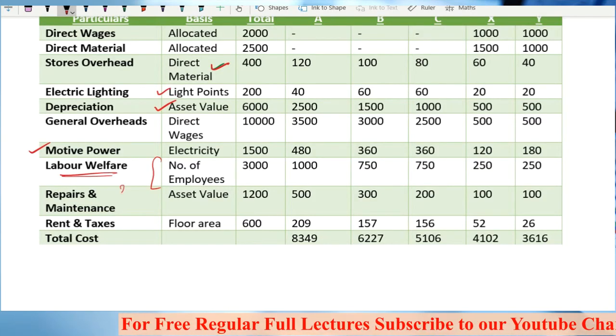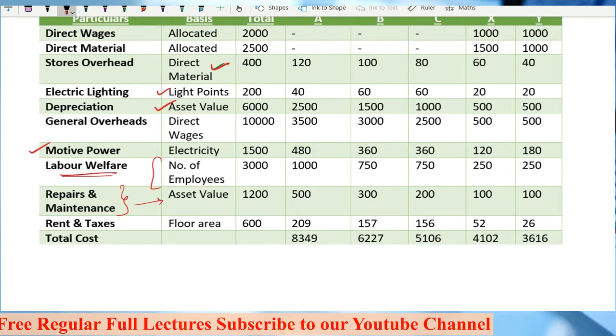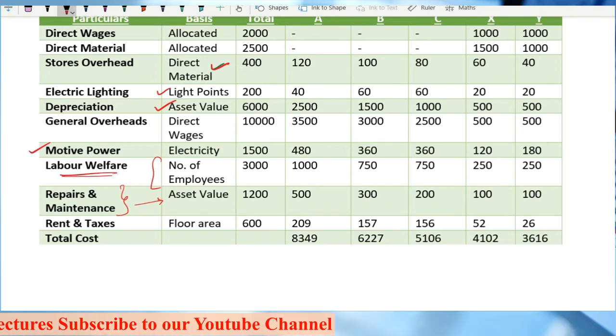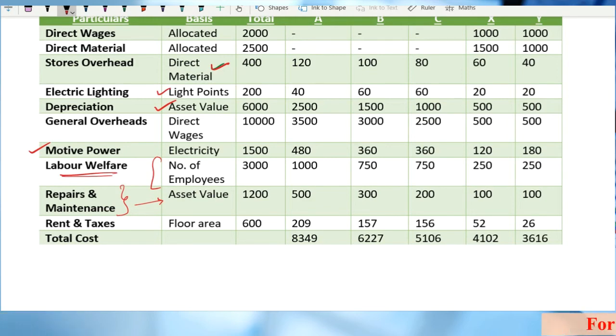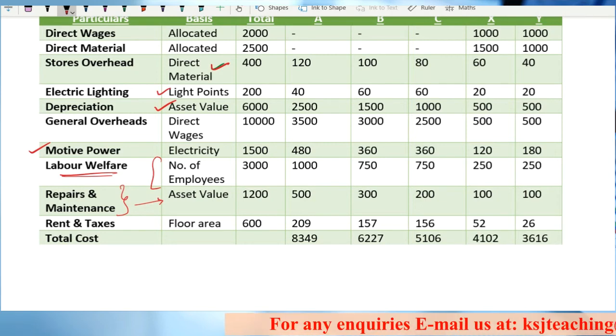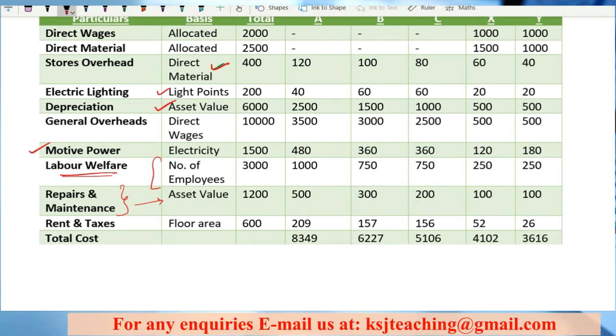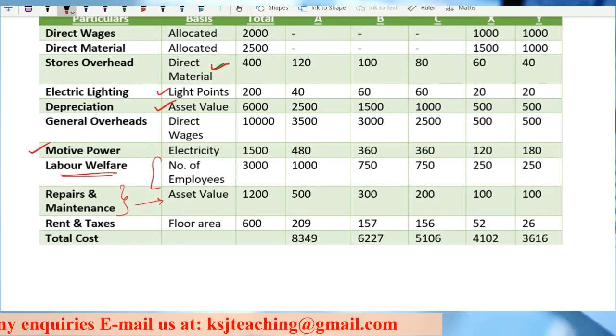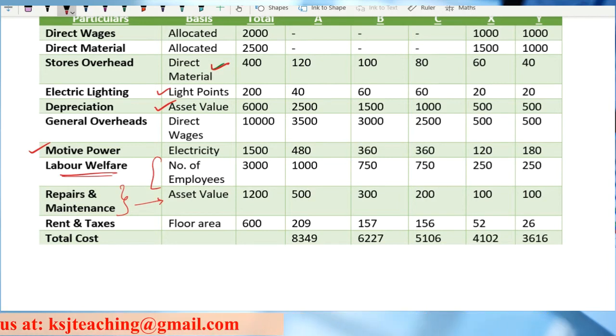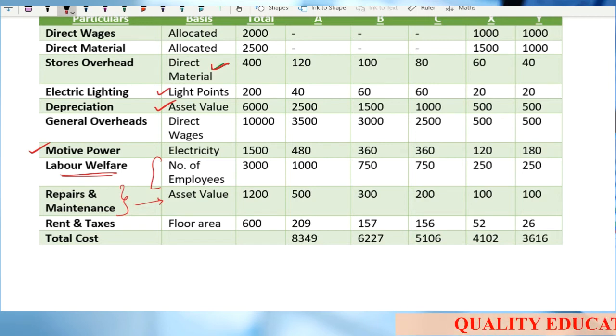Repairs and maintenance. Repairs and maintenance on the basis of asset value. Why? Because the repairs and maintenance expenses will mostly be on plant and machinery. If specifically given for building, then take it for building, right? If the asset value is not given, but the floor area is given, then take it on the floor area, assuming that repairs and maintenance is for building, right? So when you are taking these kind of assumptions, you can give a note below the question, right? Rates and taxes, obviously, sir, floor area.